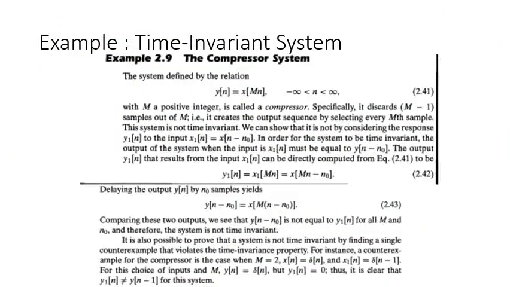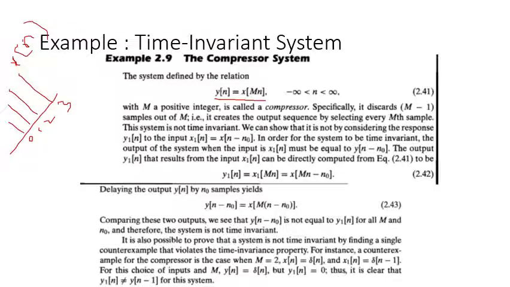So here we have an example of a compressor system. y of n is equal to x of mn. This is a compressor system. This basically compresses the signal. Let me just give you an example. For example, we have 0, 1, 2, 3. This is the input, x of n, which we pass through this system.